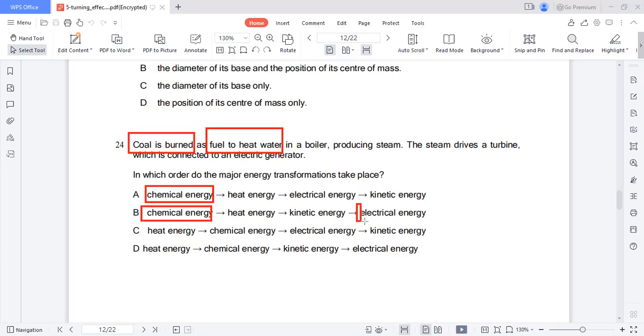Yes, electrical energy. So at the start, the coal contains chemical energy, so we are going to consider these two options due to the chemical energy. And at the end, look here, it is talking about the generator. The generator is a source of electrical energy. So at the end we will have electrical energy here and electrical energy here. So the possible option is this one.